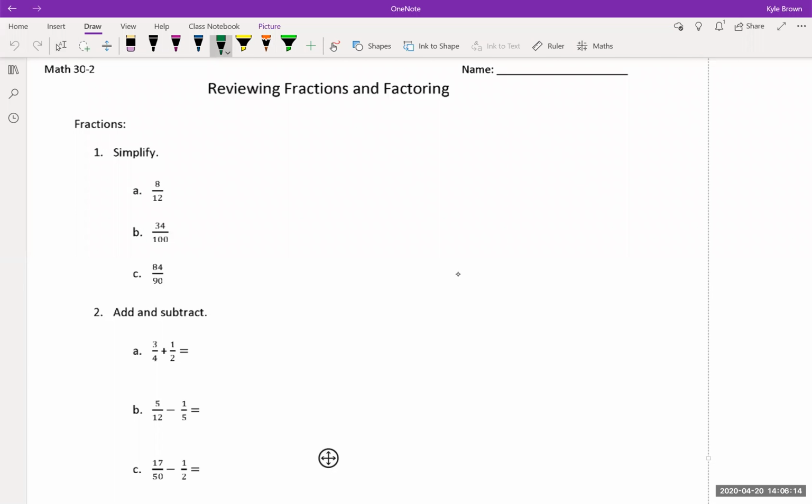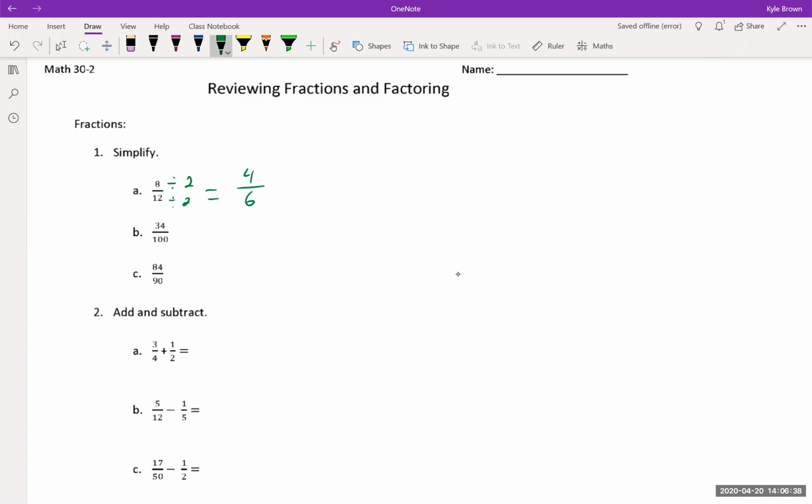All right, so going way back, you guys have been doing this one forever. Simplify these. So 8 over 12. And really in the last unit we were just doing this too, right? So simplifying 8 over 12. Okay, well, I'm looking at the top number and I can see that they're both even numbers. I'm going to divide the top by 2 and the bottom by 2. So we end up getting 4 over 6.